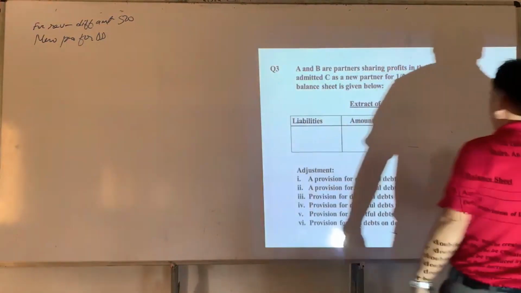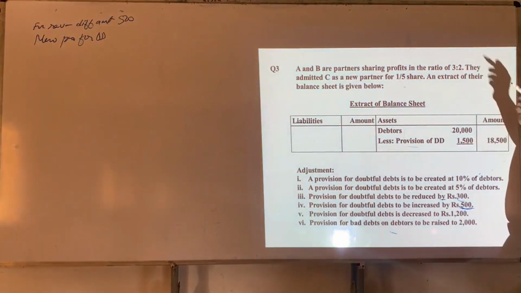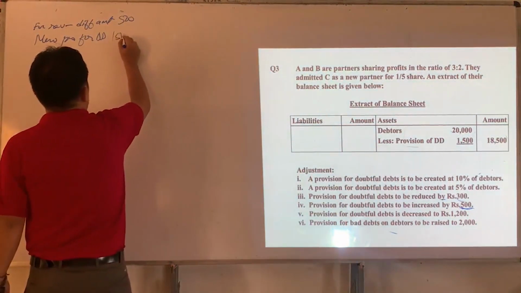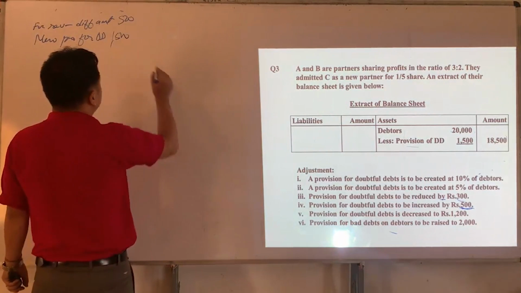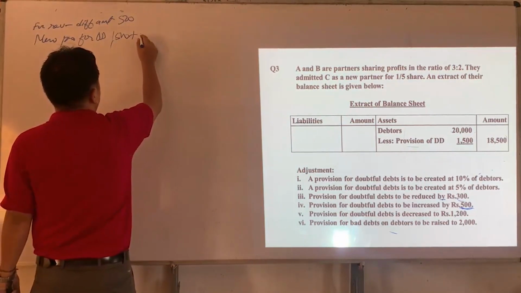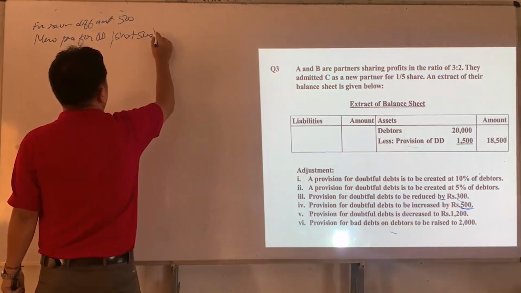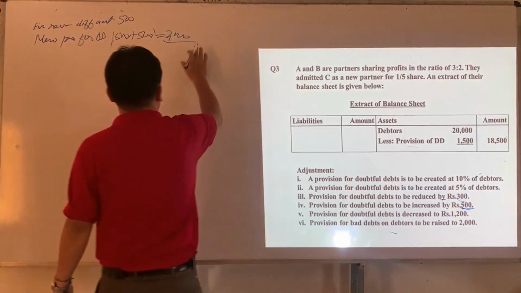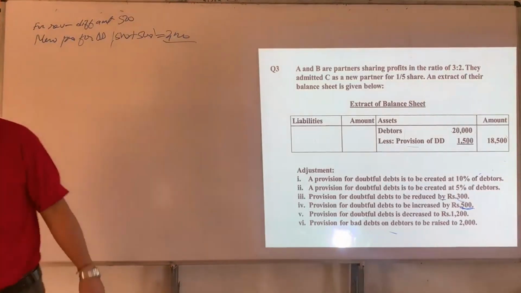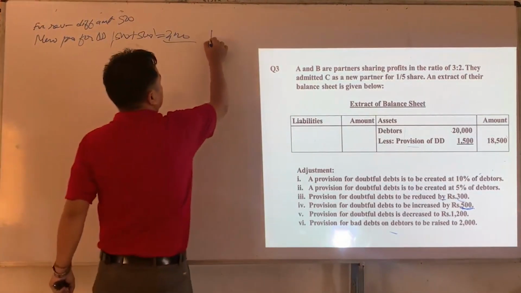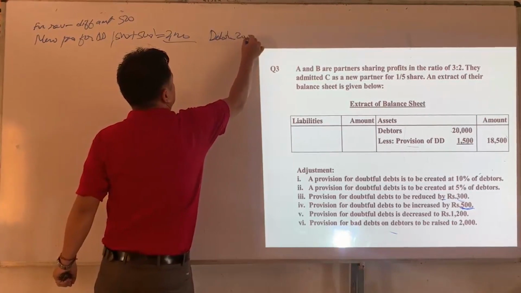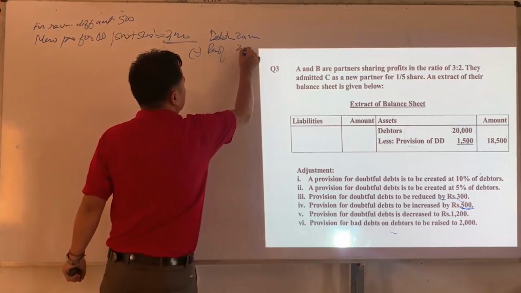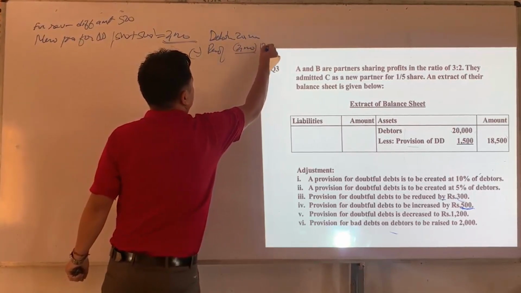What is the old provision? 1,500. Now it is increased by rupees 500, so we have to add rupees 500 to the old provision. So the total provision is 2,000. This is the new provision, which will be shown in the balance sheet by way of deduction from the debtor. Debtor 20,000 minus provision. The new provision is 2,000. So how much do we get? 18,000.